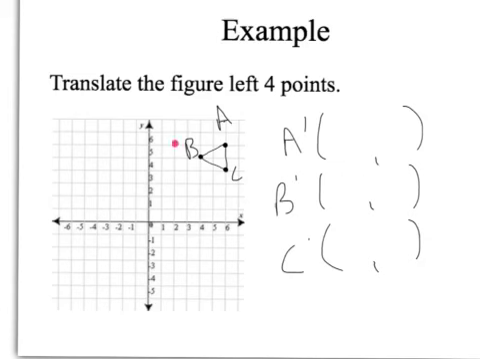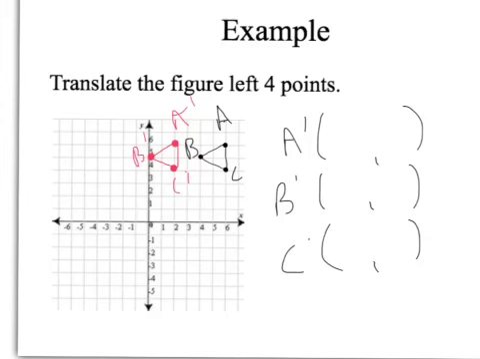Then I want to take my C point, bring it over 4, and it would be right here. And then take my B point, take it over 4, and it would end up right here. Draw the lines to connect my triangle. So this would be my A prime, this would be my B prime, this would be my C prime. Now notice that the size of the figure didn't change at all, so it is congruent.